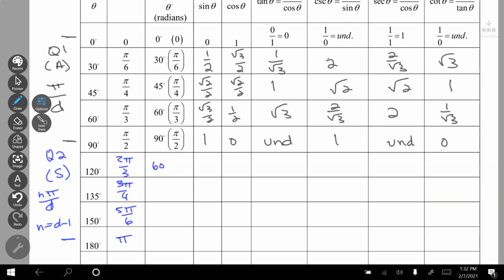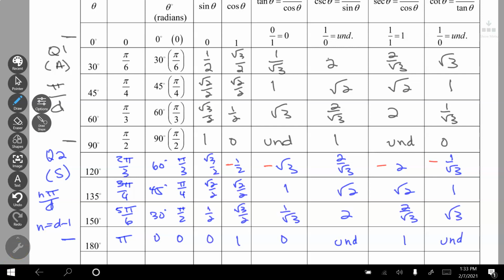Same reference, 60, 45, 30, 0. Well, 60 is pi over 3, this is pi over 4, this is pi over 2, and this is 0 as its reference, and you're going to use the same values as before at pi over 3 or 60: radical 3 over 2, 1/2, radical 3, 2 over radical 3, 2, 1 over radical 3, except when I'm in quadrant 2, only the sine is positive. So positive, negative, negative, positive cosecant, negative, negative.